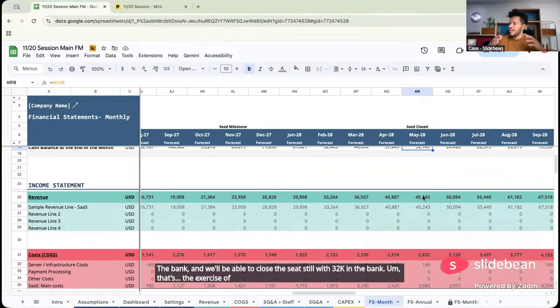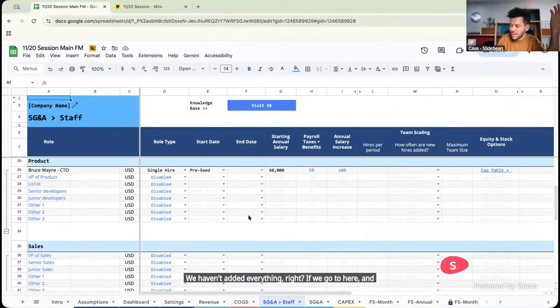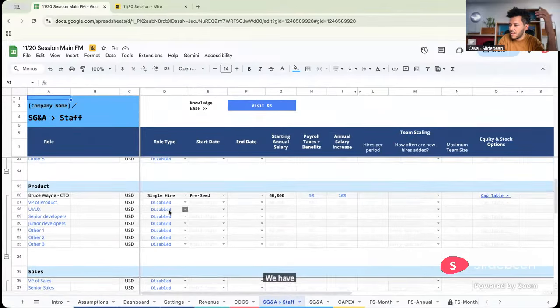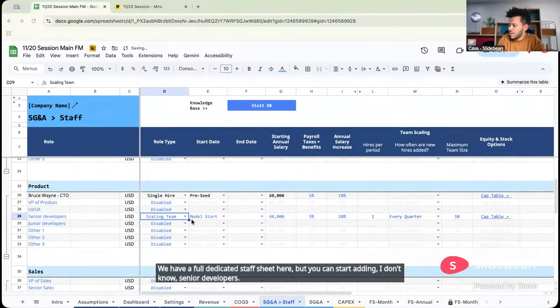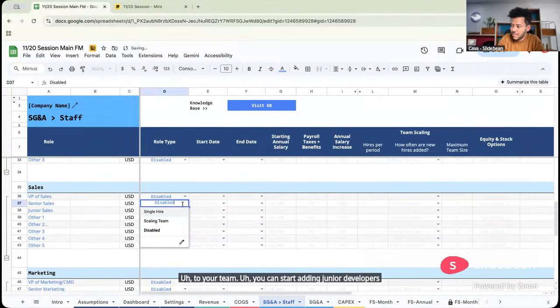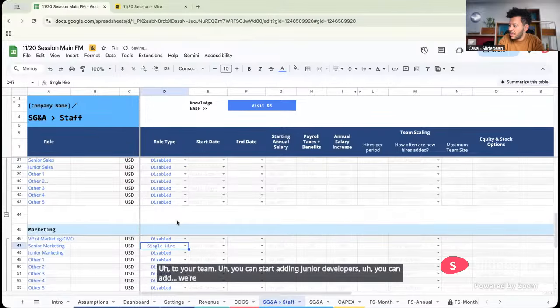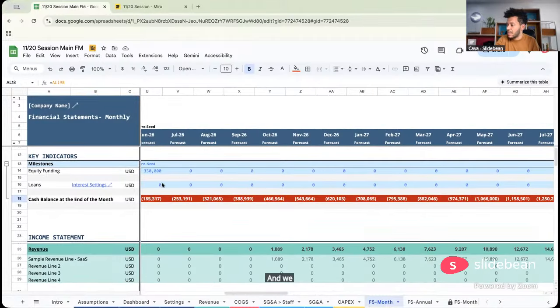Truly, what you want to do is go through these exercises, because we haven't added everything, right? If we go to here and we want more staff because we need a bigger team, we have a full dedicated staff sheet here. You can start adding, I don't know, senior developers to your team. You can start adding junior developers. We're not assuming sales, but we're assuming a marketing team that's going to be running those ads. And as we add more people, these numbers break again, because now we've added all these salaries, and the round needs to account for that.